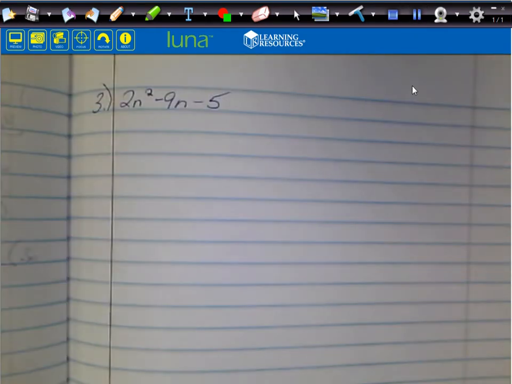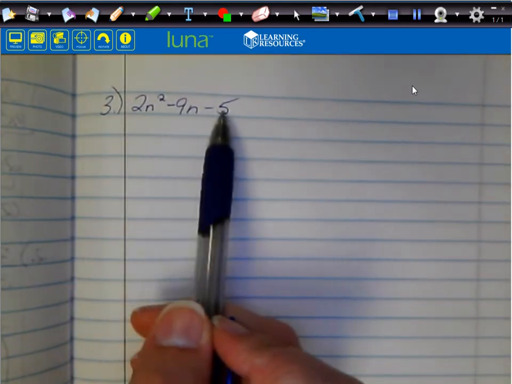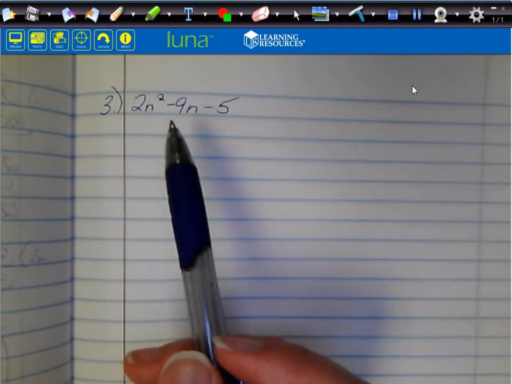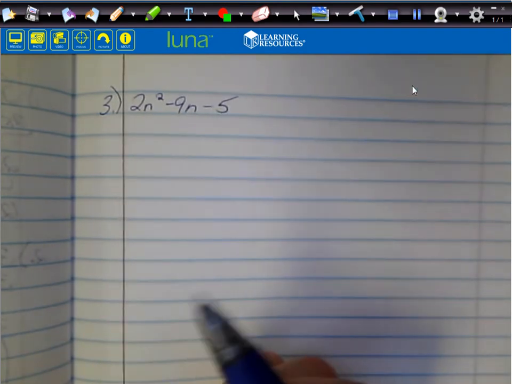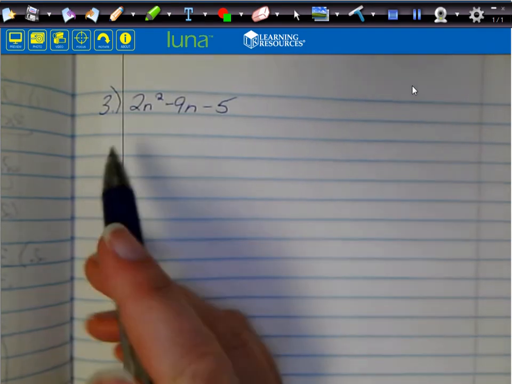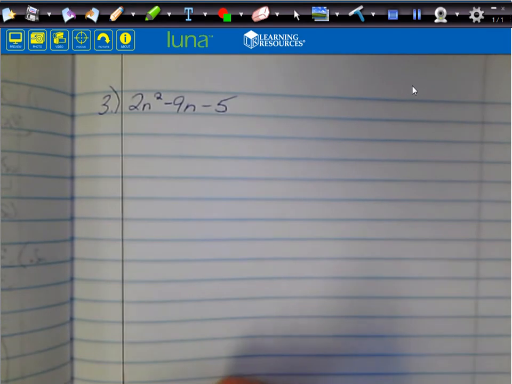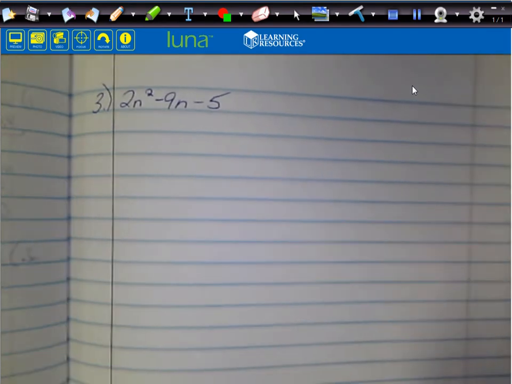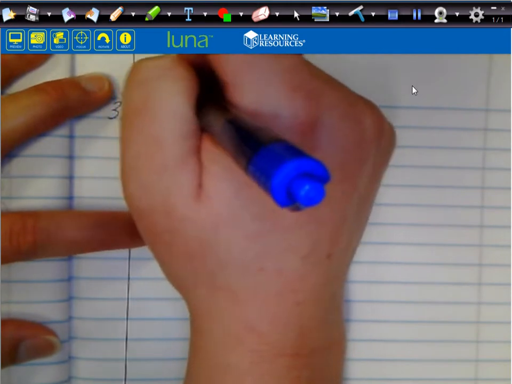Right, here's number 3, 2n squared minus 9n minus 5. Go ahead and write that one down. Again, our first step is to look at our numbers that we have. We have 2, 9, and 5. If I look at my factor sheet, the only thing they have in common is a 1. So I don't have a GCF of all 3 to take out. Also, not all of them have an n, so I can't take an n out either. So I can go ahead with my method of breaking this down into 4 terms and factor by grouping.